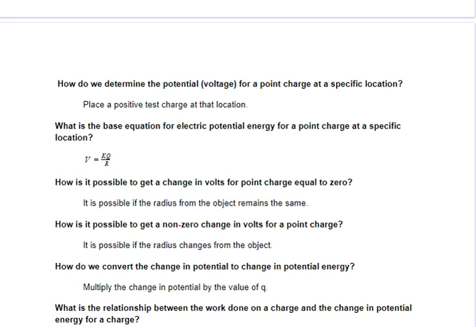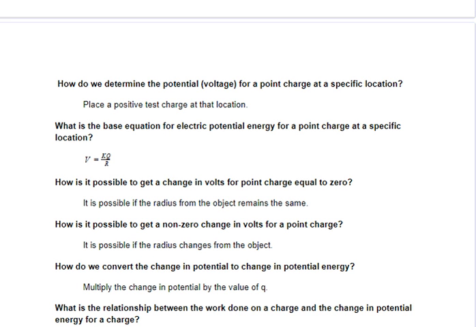How is it possible for a change in volts for a point charge to equal 0? It's possible if you do not change the radius, the distance from the center of that charge. So if you're going in a circle around a charge and the radius stays the same, then the potential will be the same everywhere because the equation equals kq over r.